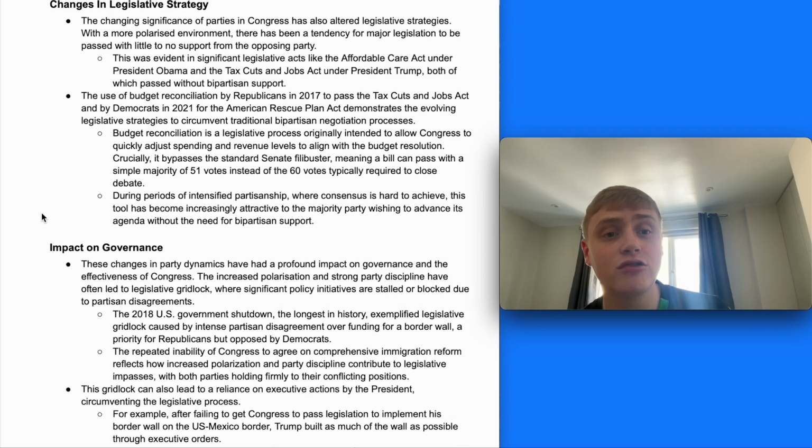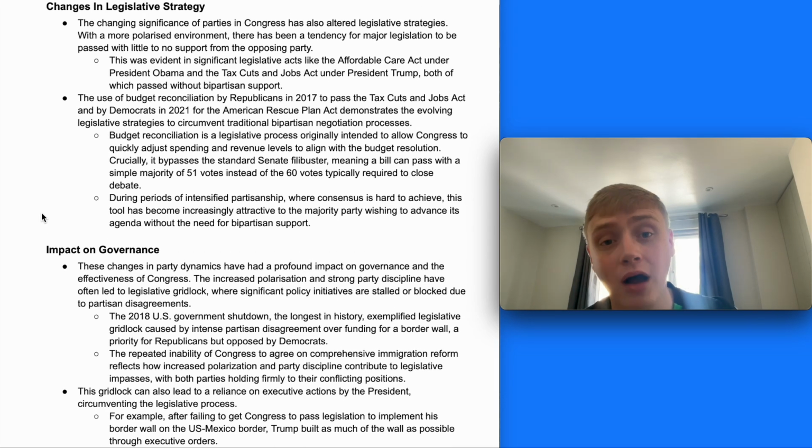And the use of budget reconciliation by Republicans to pass the Tax Cuts and Jobs Act and by Democrats to pass the American Rescue Plan demonstrates the evolving legislative strategies to circumvent bipartisan negotiation processes, not focusing on bipartisan compromise, instead focusing on unifying your party.